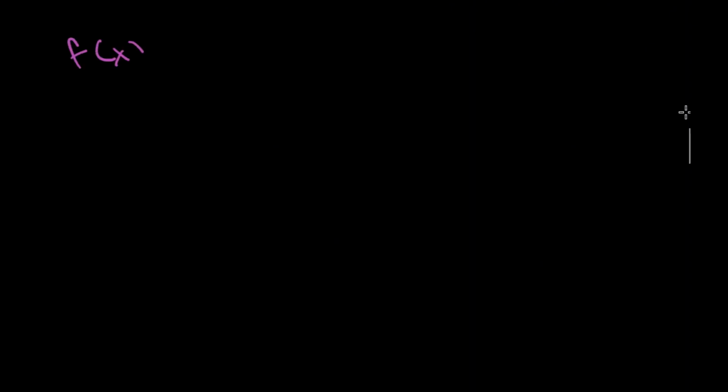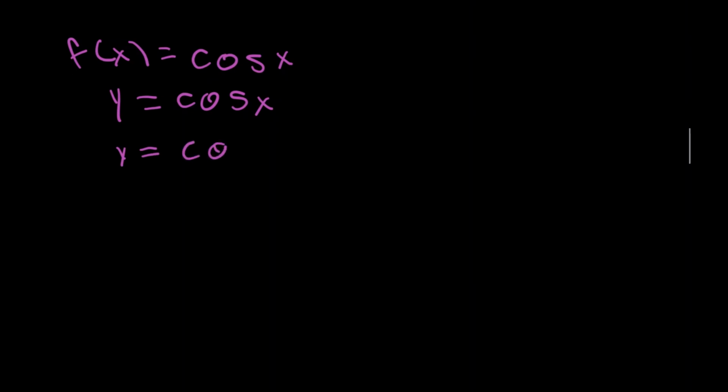So we have f of x is equal to cosine of x, right? And then we'll apply both methods that we previously used. So first we want to separate, or identify the variable. So we have y is equal to cosine of x, and then let's switch variables. So we have x is equal to cosine of y.